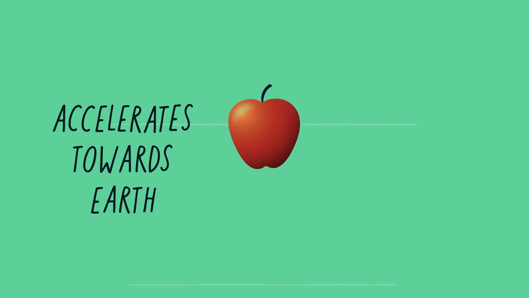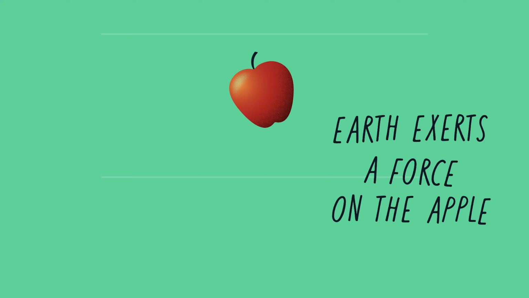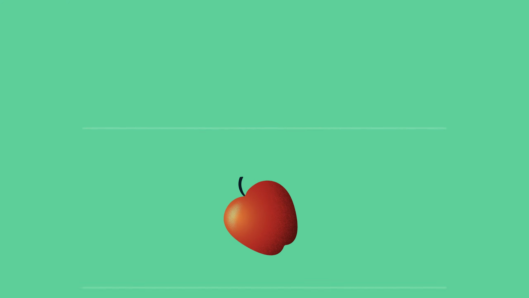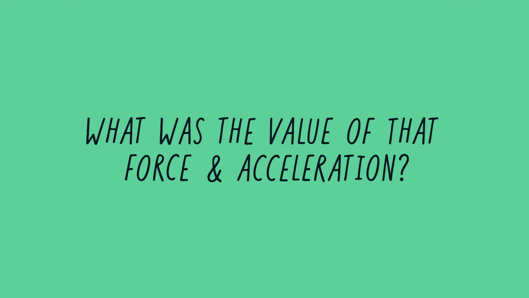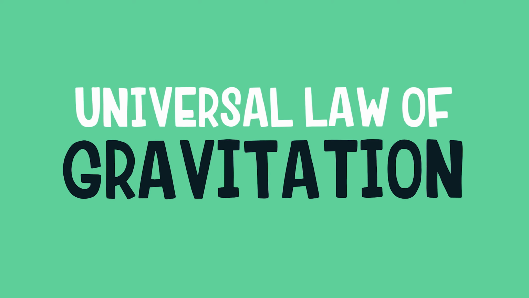As it's dropped, the apple accelerates from rest toward the Earth at a constant rate, traveling further and faster each second. Newton understood that the Earth must be exerting a gravitational force on the apple, causing it to accelerate toward the center of the Earth. But what was the value of that force and acceleration? Newton formulated the universal law of gravitation to explain how masses interacted with one another.